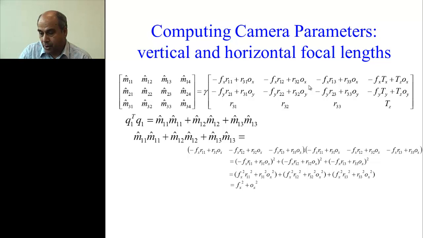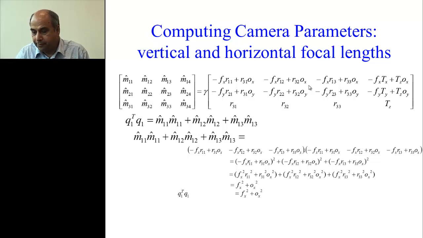So then we can simplify this further, because in here we can take fx square common. So it'll be r11 square, r12 square, and r13 square. That's 1. So that we get fx square. From here, we can take ox square common. Then it'll come r31 square, r32 square, r33 square. And that'll become 1. So that gets you ox square. So therefore, q1 dot product of q1 is fx square plus ox square. And we already know the ox. So therefore, we can find fx.